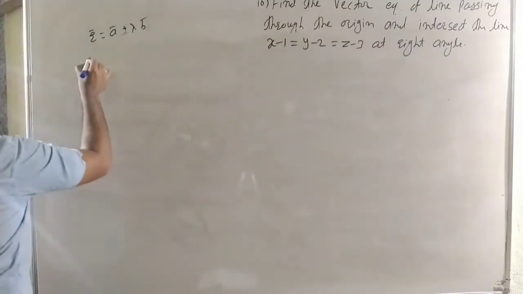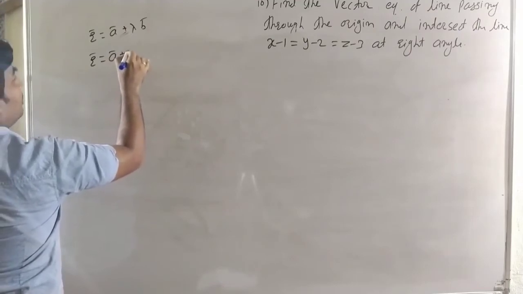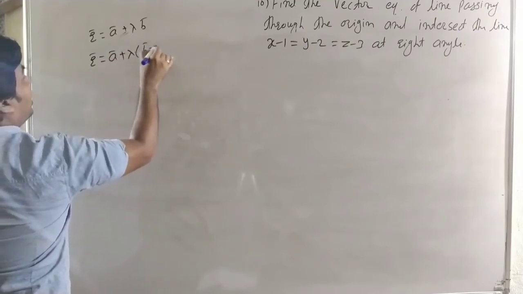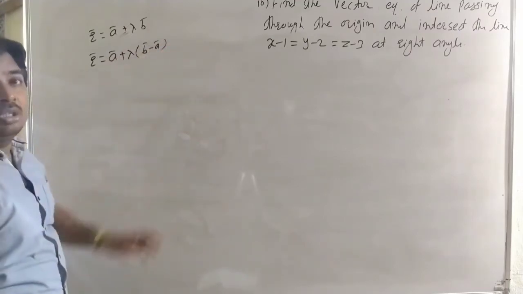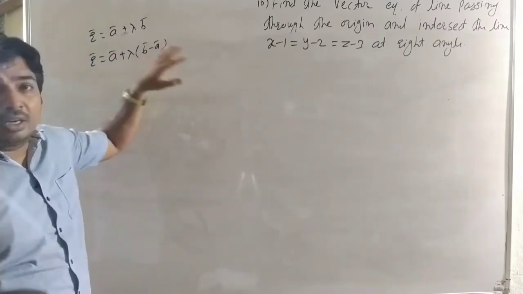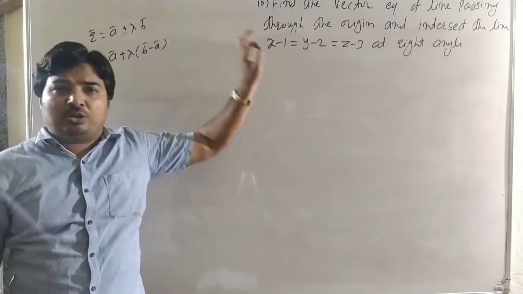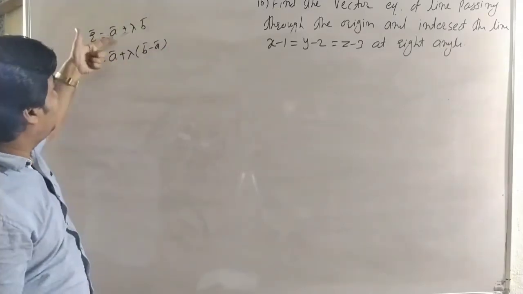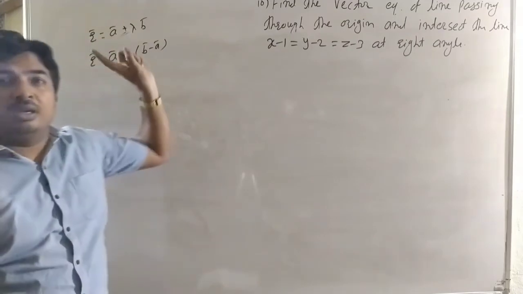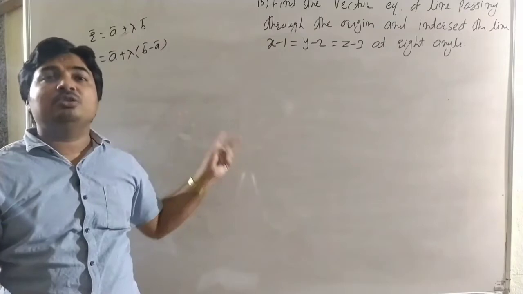Another method is the equation of a line passing through 2 points, that is r bar is equal to a bar plus lambda into (b bar minus a bar). That means we know the 2 points on the line. Here we want to find the vector equation of the line, and the vector equation of a line is in these two forms: first, a line passing through a point and parallel to a vector, and second, a line passing through 2 points.